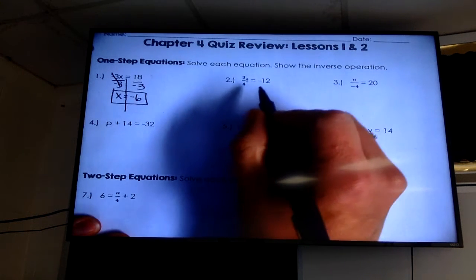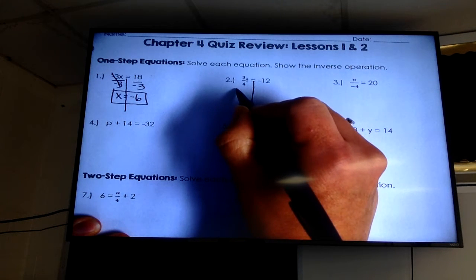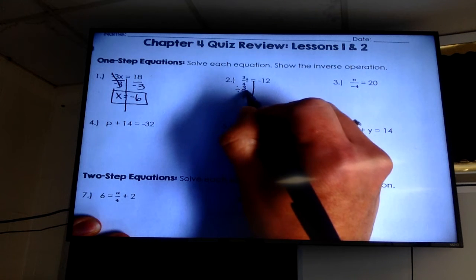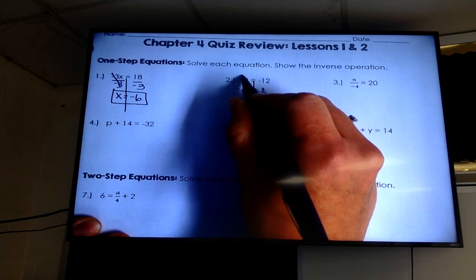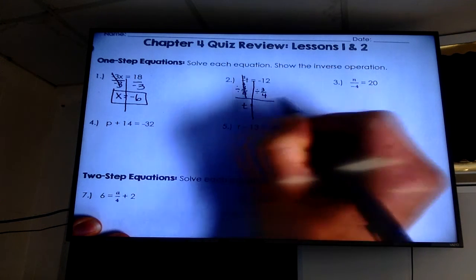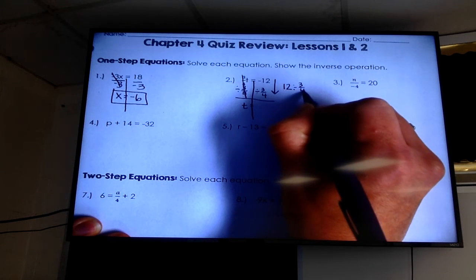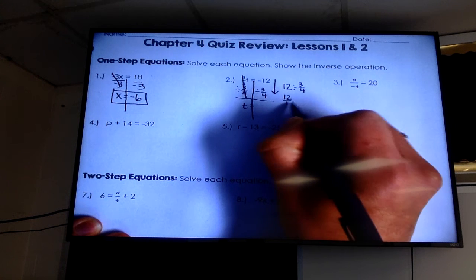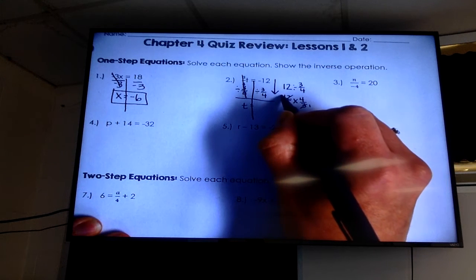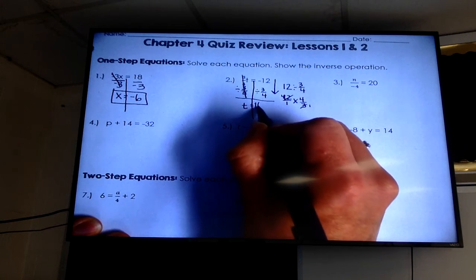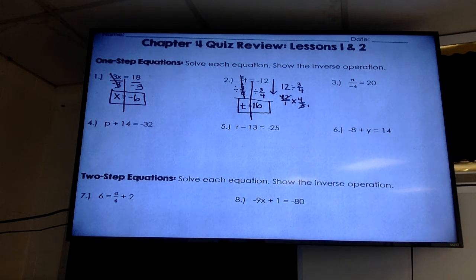Play. Okay, 3/4 t equals negative 12. Drop the line. Again, they're right next to each other, which means multiplication, and the opposite of multiplication is division. So t equals, remember we read going down, so this says negative 12 divided by 3/4, which means I need to keep, change, and flip. Simplify, and I get 4 times 4, which is 16. So t equals negative 16. Copy the problem down, pause.